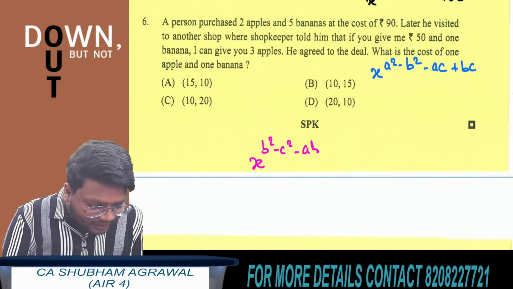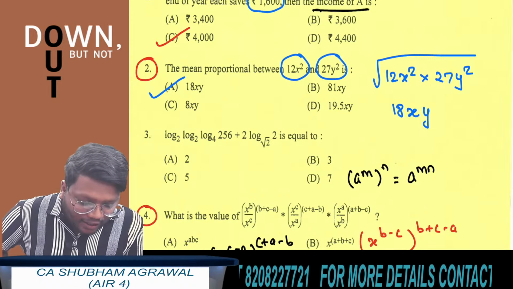Now solve this question number 3. How to solve this question number 3? See, first you have to find the value of this term. How to find the value of this term? First you have to find log 256 to the base 4. What is the value of log 256 to the base 4? You can write 256 as what?